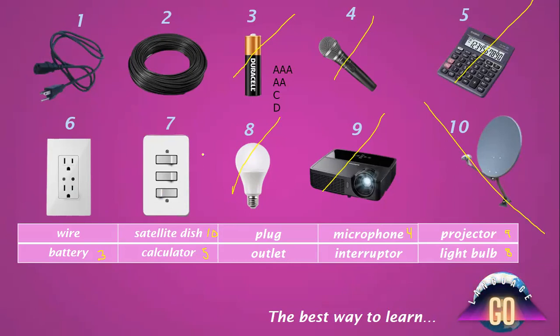Picture 7. It's a plug. No, that's not. Interrupter. Yeah, that's an interrupter. Okay. Picture 2, wire. Wire, exactly. Picture 1, outlet. It's an outlet, exactly.